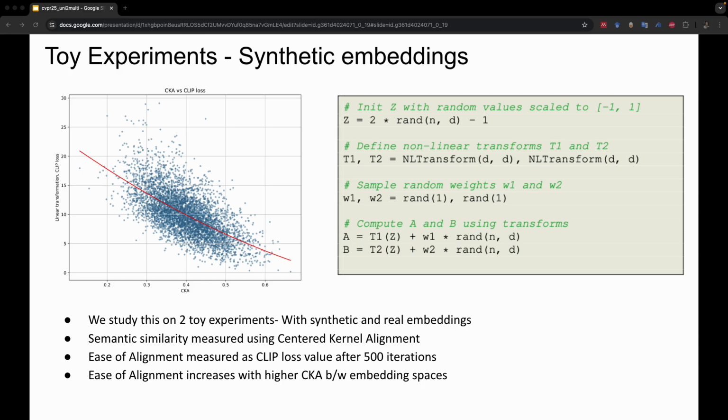To test our hypothesis, we start with toy examples using synthetic embeddings. We generate two embedding spaces with controlled semantic alignment by sampling random base vectors, adding structured noise, and applying random nonlinear transforms. This setup lets us manipulate CKA scores directly, simulating varying degrees of semantic similarity. Then we train a small projector and measure the ease of alignment as the clip loss after 500 steps. The result? As CKA increases, the alignment becomes significantly easier, supporting our claim that similarity in structure makes projection-based alignment feasible.